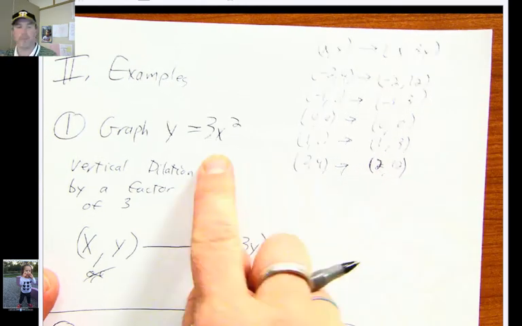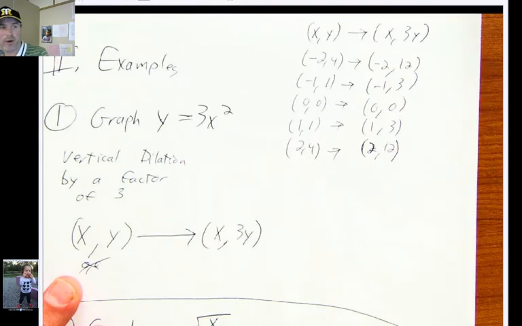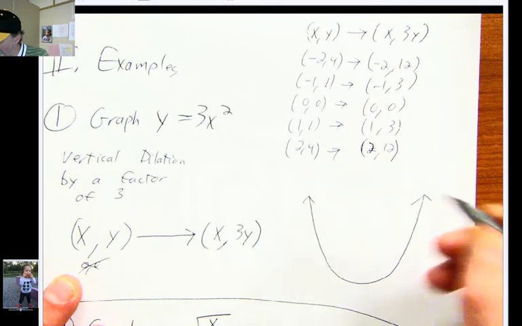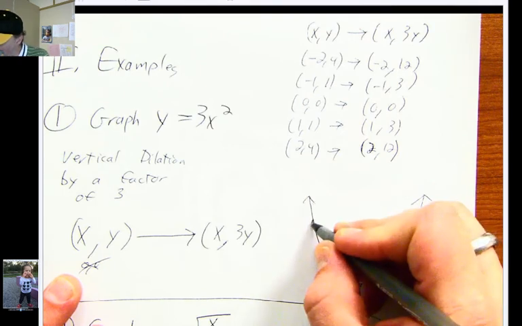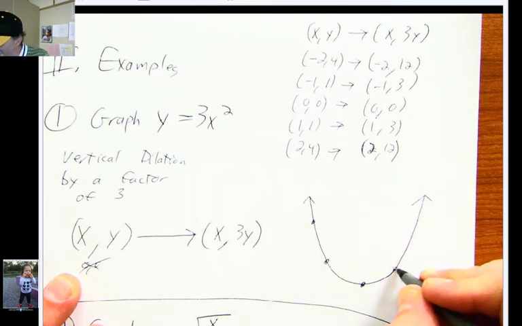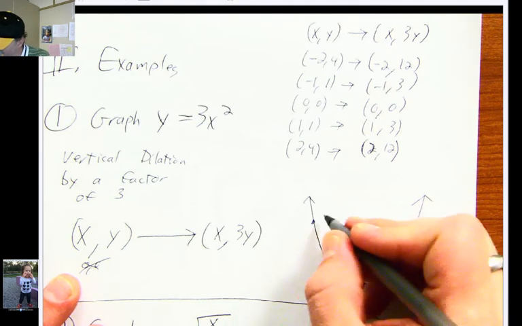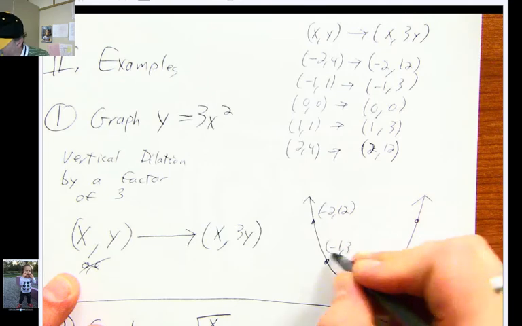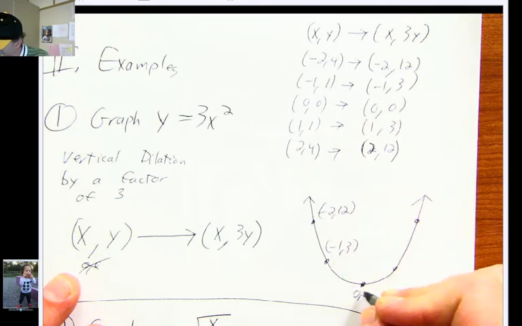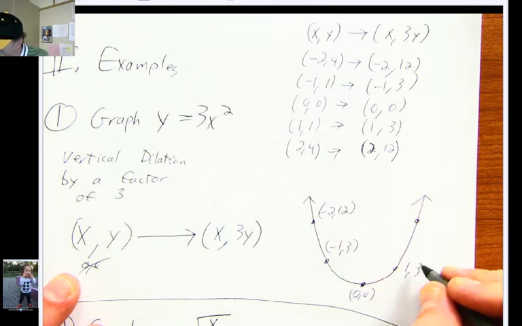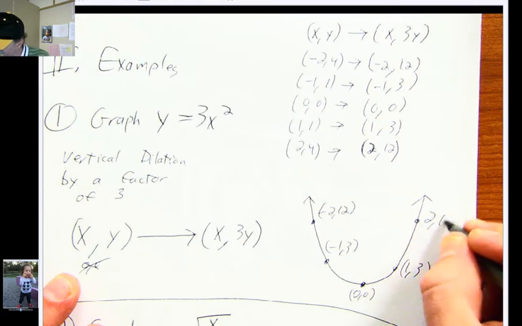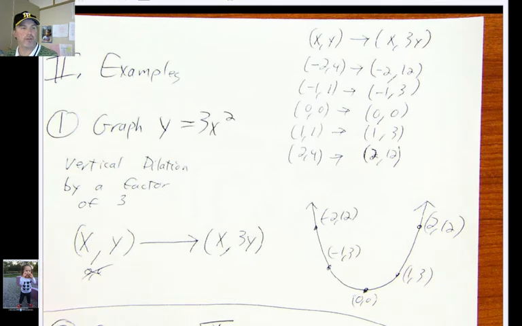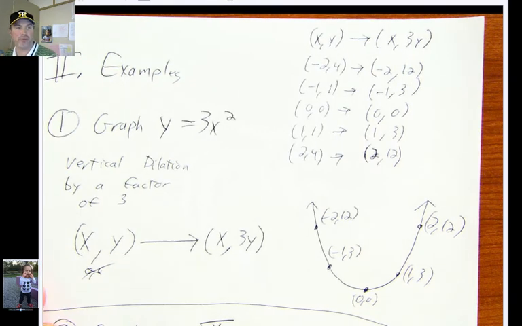Then, parent function, I know this is an x squared graph, so we can just simply draw our upward facing parabola, and then you put on your 5 points and you write in your coordinates. So I have -2, 12, -1, 3, 0, 0, 1, 3, and 2, 12. And it works. Okay, that was a vertical dilation by a factor of 3.